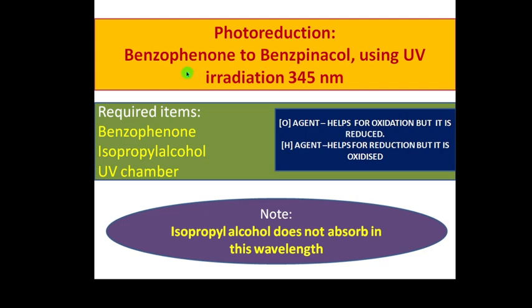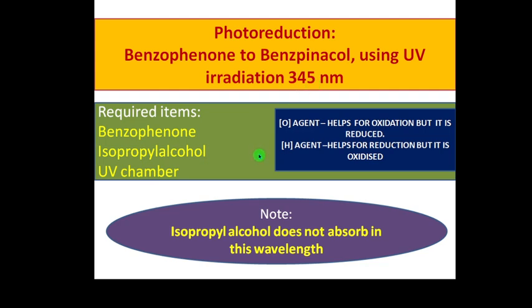Now we will see the photoreduction reactions. Another example, benzophenone to benzpinacol. Under the condition, you are using UV irradiation at 345 nanometers. So what are the required items? Benzophenone, isopropyl alcohol, and a UV source. And why have we selected isopropyl alcohol? Because isopropyl alcohol does not absorb UV radiation in this particular region, 345 nanometers.